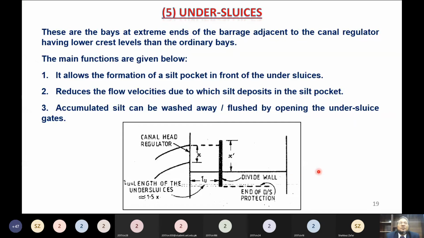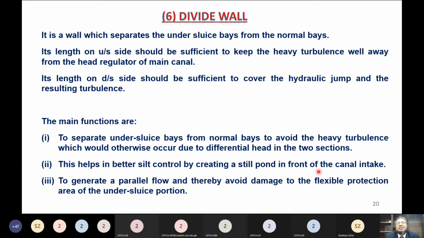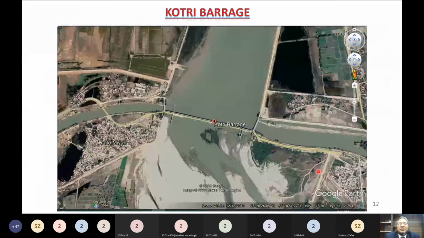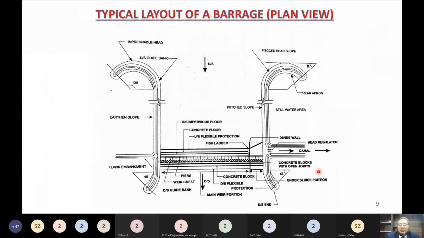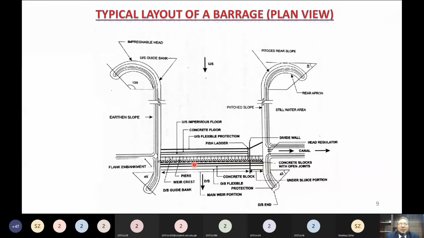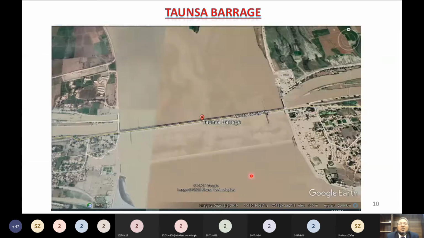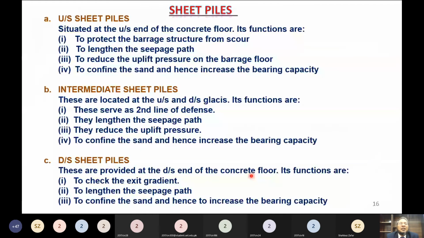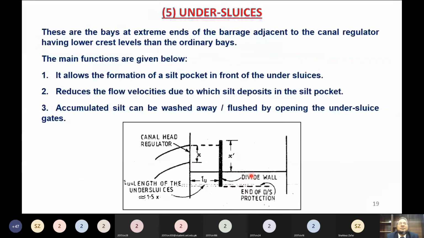Okay, now we can go to the next component of the barrage, that is the divide wall. As I have shown you divide walls in the plan, in the layout. Here, this is the divide wall. And here, this one is the divide wall. It is provided on the upstream side as well as on the downstream side. Now we'd like to see what a divide wall is and what its functions are.